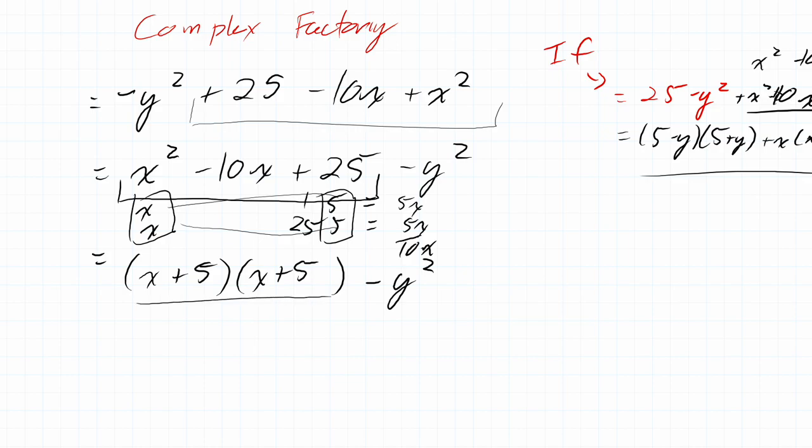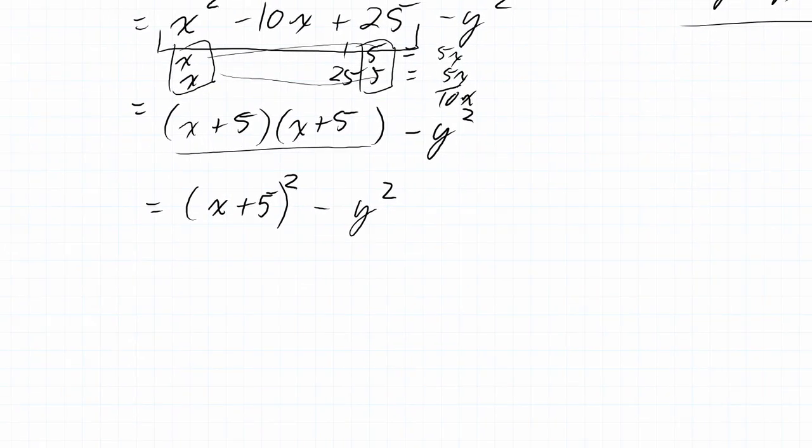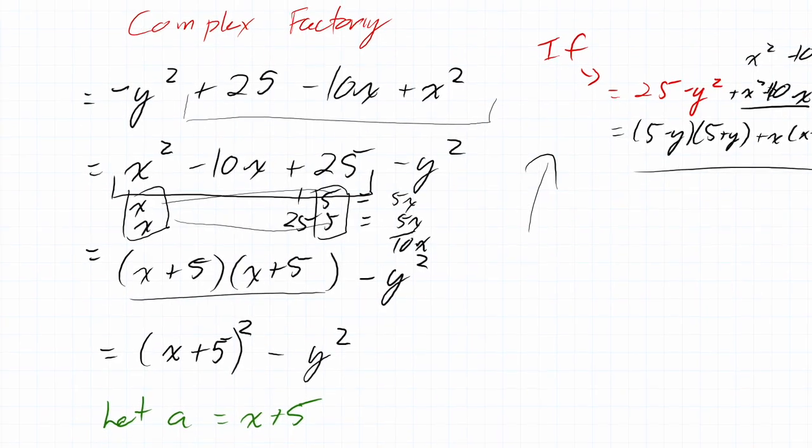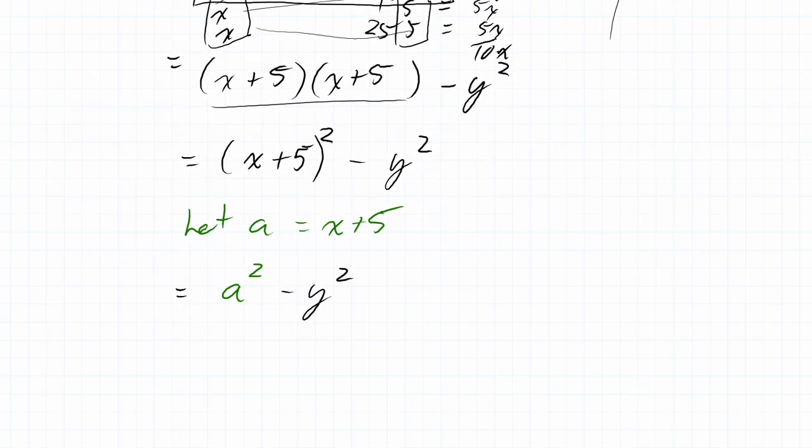Well, if I take a look at these two factors here, I can represent them as a single one: x plus 5 squared minus y squared. That looks like it could be done, but I can actually simplify a little. Why don't I say let a equal x plus 5. When I do that, I end up with a very neat scenario. I get a squared minus y squared. Similar to what we were talking about before, way up here when we showed the 25 and the negative y squared, I get a difference of squares again.